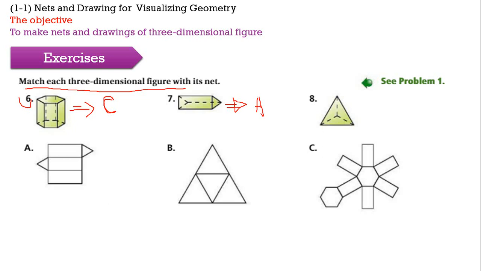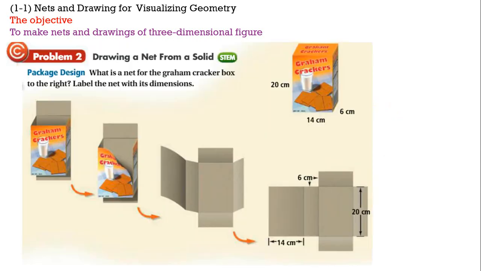Question 8, which is this pyramid, it's a triangular pyramid. So this is a triangular pyramid that has a triangle base and all the faces are triangles. So this question 8 goes with finally B, which is really easy and cool.